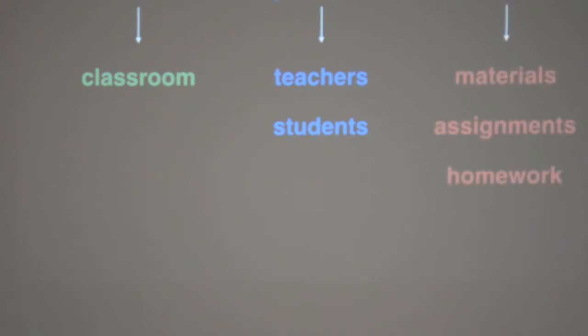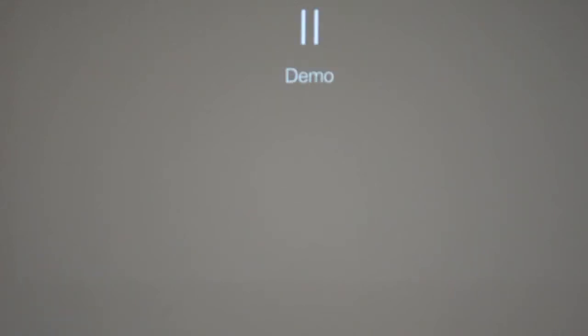Well, what kind of people are in a classroom? You got teachers, you got students. What sort of content? Materials, assignments, you got homework. So this is the model we're going to use for the demo. We're going to make a classroom. It's going to have a teacher, a student, materials, assignments, and homework. Sound good? Okay. So we'll go to the demo.